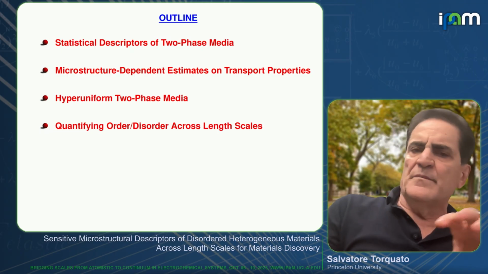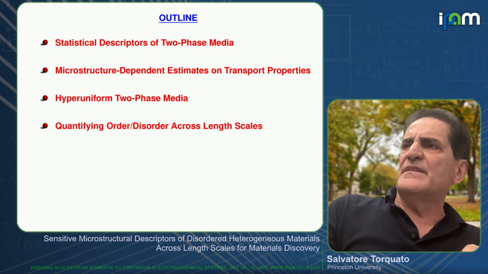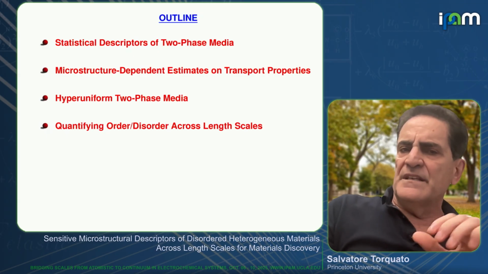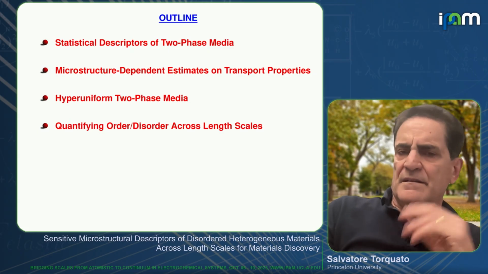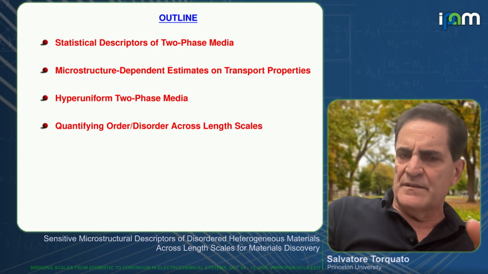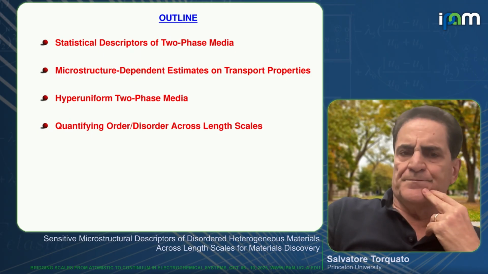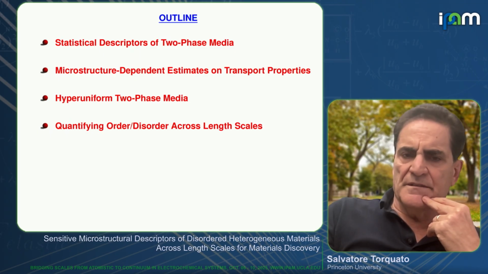Now, all of this is meant as kind of an appetizer, because you'll see, even though I'm not going to really be able to discuss it, that a lot of these ideas can then be used to design heterogeneous materials according to the microstructure. So it definitely has design implications for materials discovery.